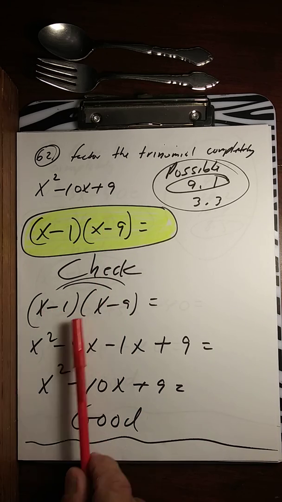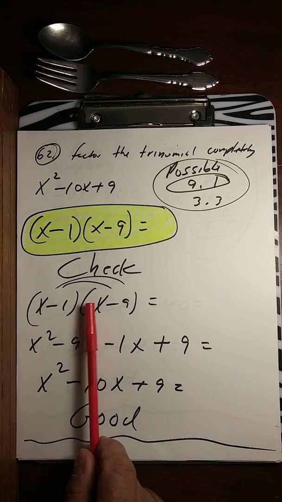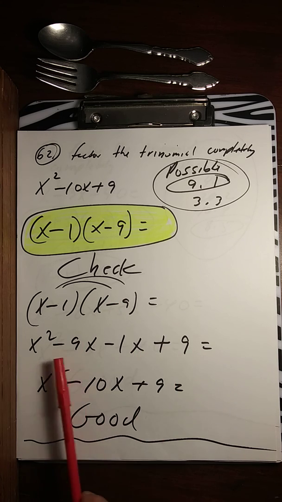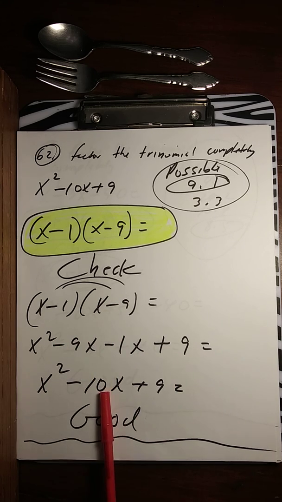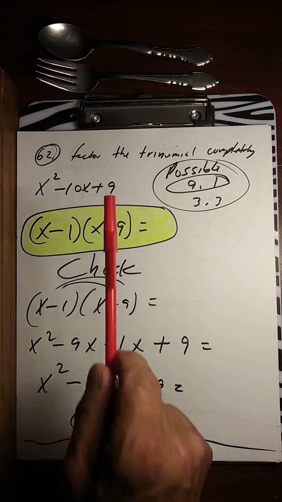FOIL it out. X times x, x squared. That times that, negative 9x. That times that, negative 1x. That times that is 9. X squared minus 10x plus 9. Yes, that's correct.